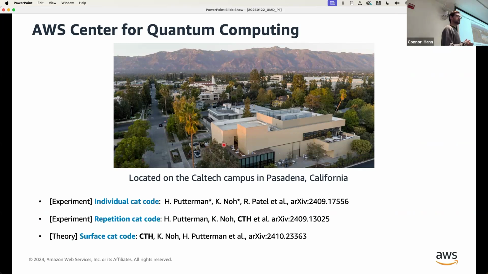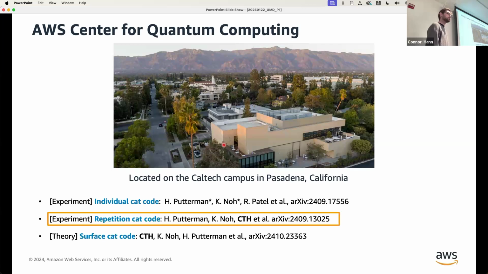Specifically, the work that I'm going to be talking about today is covered in these 3 papers that we put out just in the last couple of months of last year. There are 2 experiments and a theory paper as well. I'm going to mostly focus on this experimental paper in particular, but I'm going to bring in aspects from all 3 of these papers during the talk.